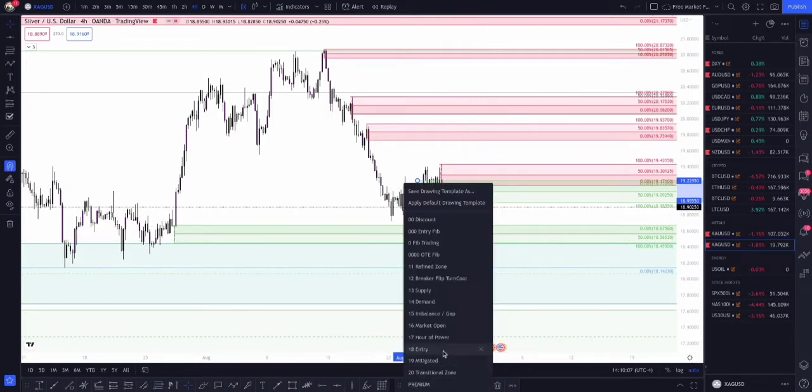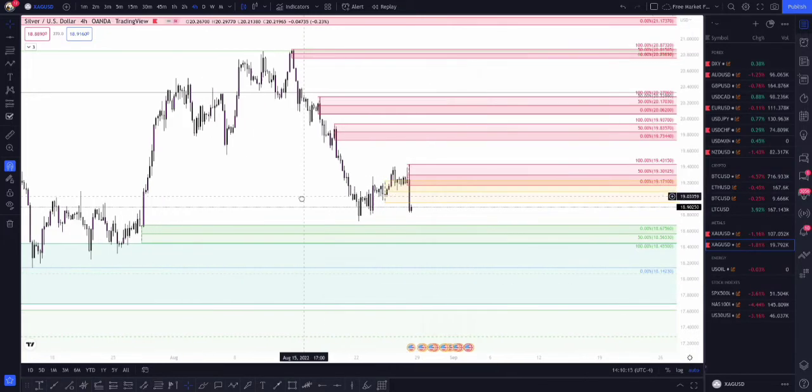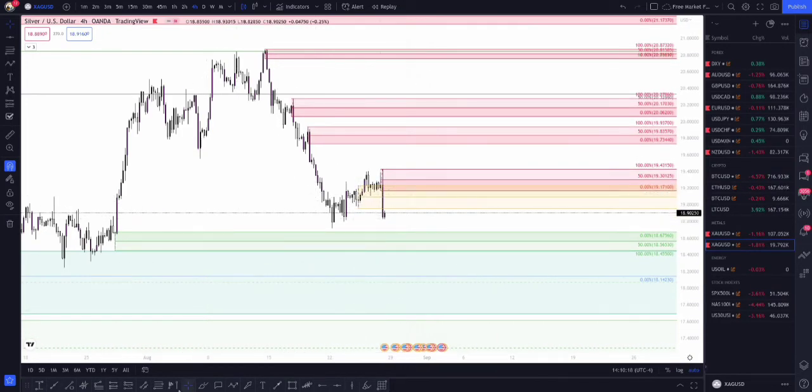I'm just going to show you something. Stay with me. Where is it? There we go. So we can mark this as a turncoat, but you can see the turncoat is overlapping with that 4-hour unmitigated supply. So more than likely, we may see price push up into here, which is probably about 25% of that unmitigated 4-hour supply, and come down.